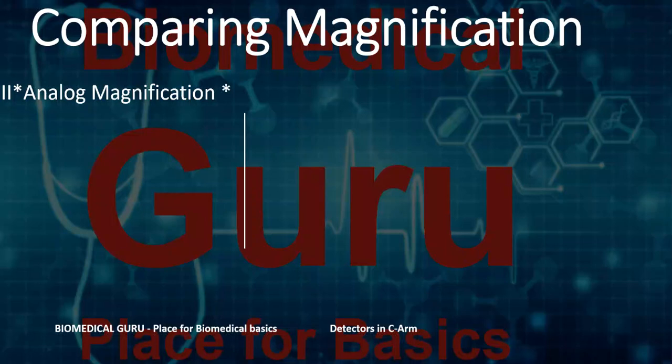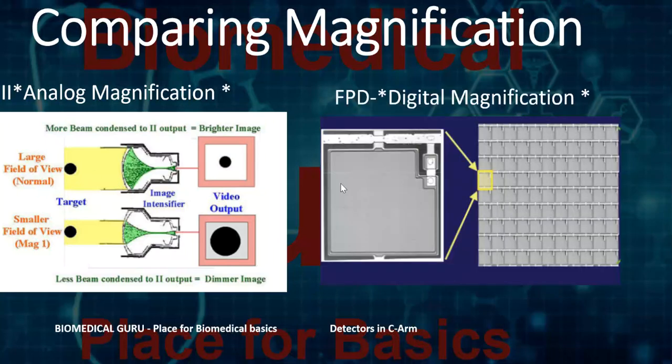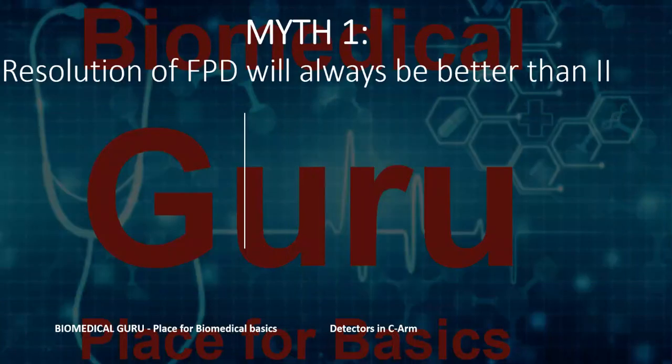So if you compare the magnification of an image intensifier, as I mentioned earlier, to magnify, we cover a smaller area. So electrons are concentrated only from this area to the camera. More electrons are given because more quantity of X-ray is given in mag mode, and you will find a better image and a bigger image of a smaller anatomy in a mag mode. Whereas in a flat panel detector, the size of the pixel won't change, because of which the output resolution won't change much. It will change marginally by increasing the quantity of X-ray, but not much. So it's typically digital magnification.